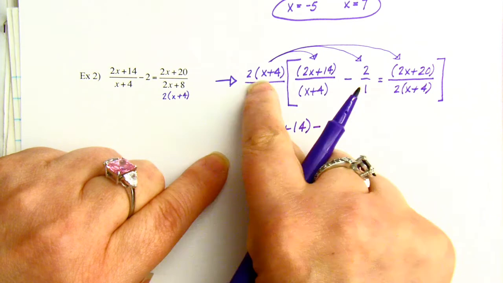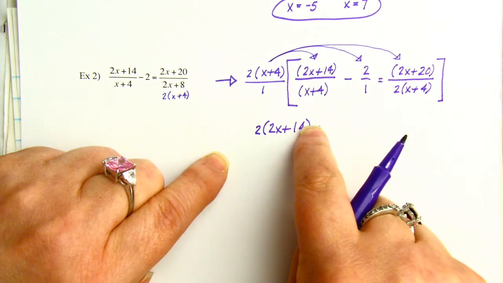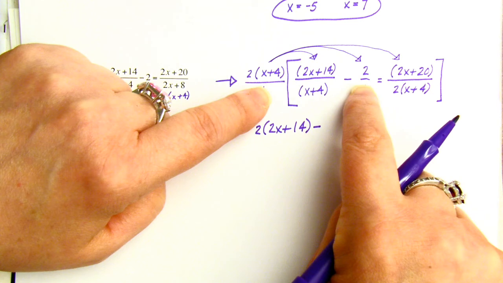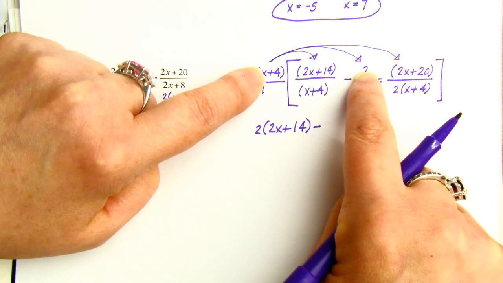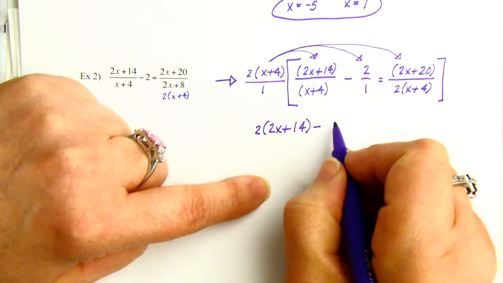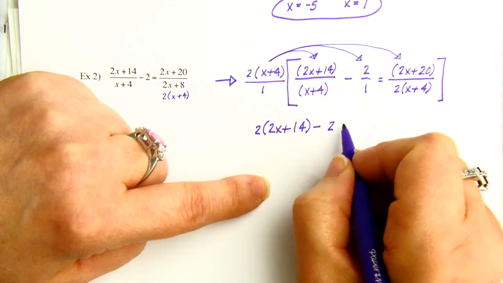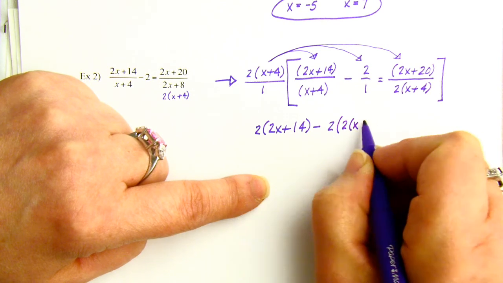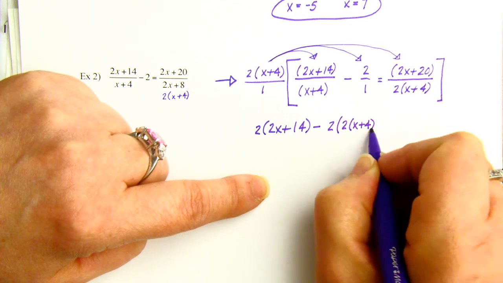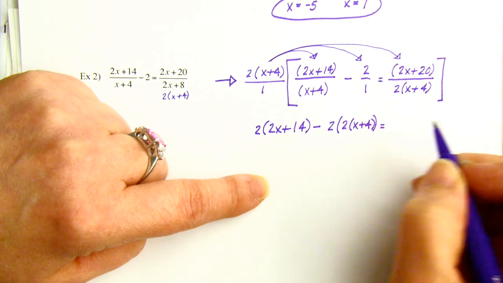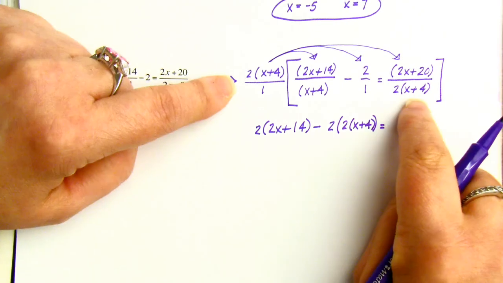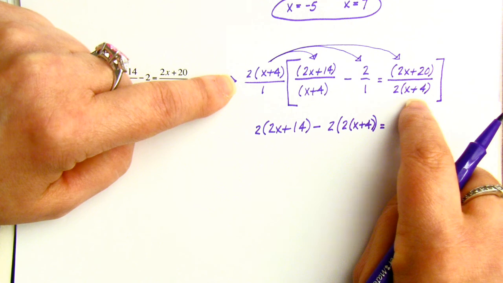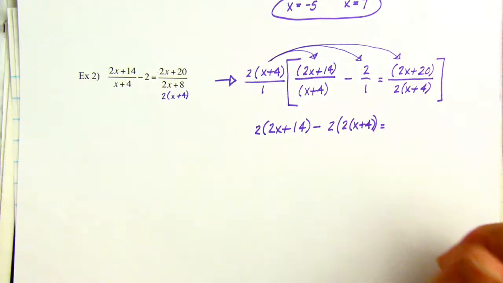Subtract, right? Positive times negative is negative. These are both 1s. So here I've got a 2 times x plus 4 times 2. You can multiply the 2s right away and get a 4, but I'm going to show it as 2 times, and then here's my LCD, 2 times x plus 4, equals. Notice when you multiply the outside fraction with the third fraction, the LCD is going to kick out the whole denominator, so you're left with 2x plus 20.